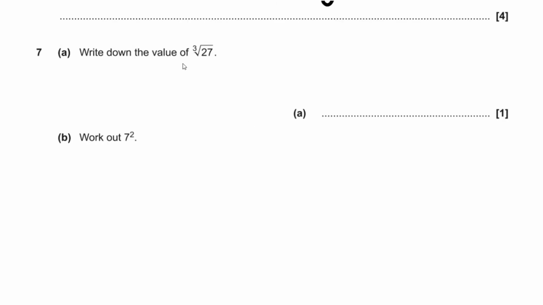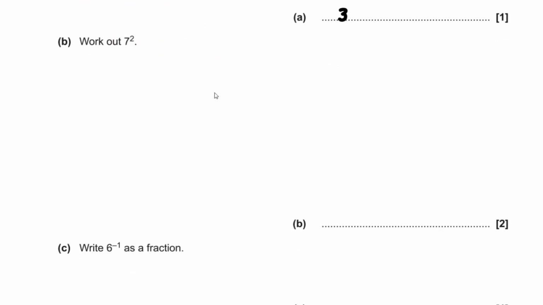Question 7, part A, write down the value of the cube root of 27. The cube root of 27 is equal to 3, and that's because 3 times 3 times 3, in other words 3 cubed, is 27.